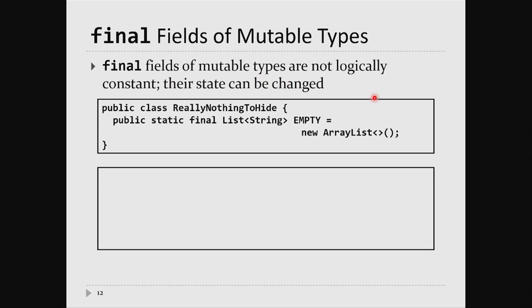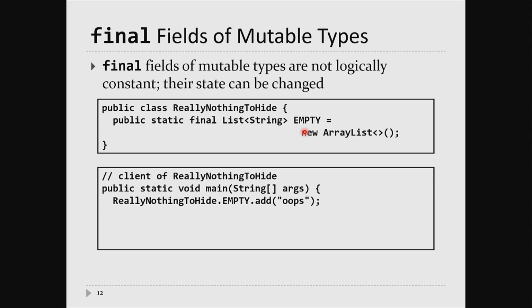If you have a final field of mutable type, then it can't possibly be a constant, because its state can be changed. So here, I've written public static final List of String called EMPTY is a new ArrayList. So at that point in time, that list really is empty, because that constructor makes an empty list. Presumably, it's called EMPTY because it's always supposed to be empty. The problem is you can write code that looks like this. So I can use that field EMPTY, by using the class name in front of it because it's public, and then I can call a method on it. So I can call add, for example, and I can add the string "oops" to the list. And it works. This will work, which is not good because now EMPTY is not empty anymore. Which is deceiving or misleading at best.